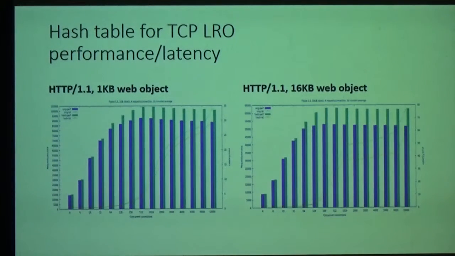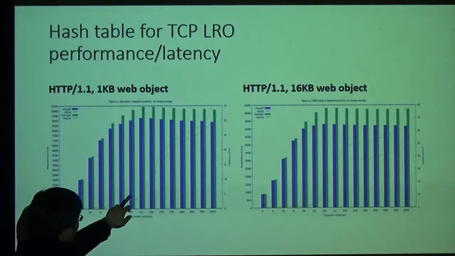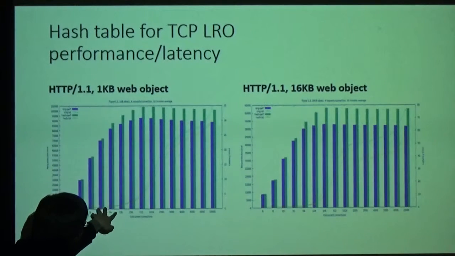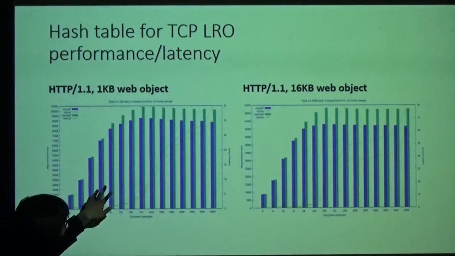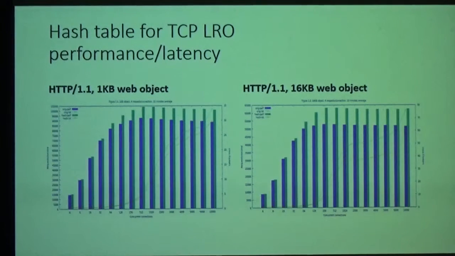Here is the performance improvement for HTTP 1.0 1 kilobyte web object. As you can see, it's kind of clear here. The green line is the hash table LRO, and the purple line is the original linked list LRO. The performance improvement is noticeable, at least 10%. And these two lines may not be very clear here. The green line is the original latency average, and the orange line is the average latency of the hash table LRO. It also gets a noticeable reduction.